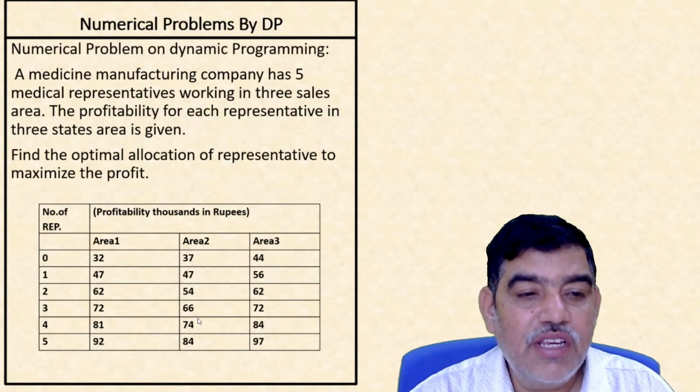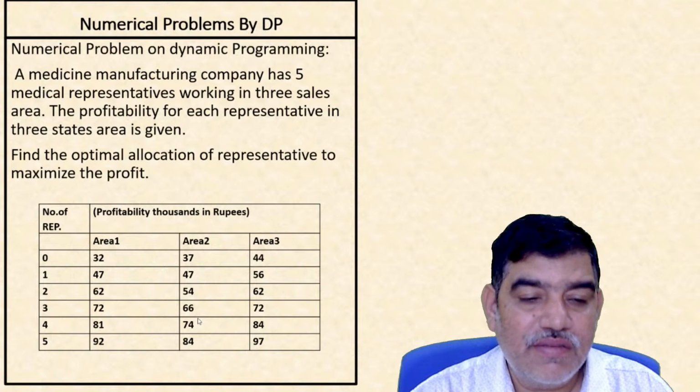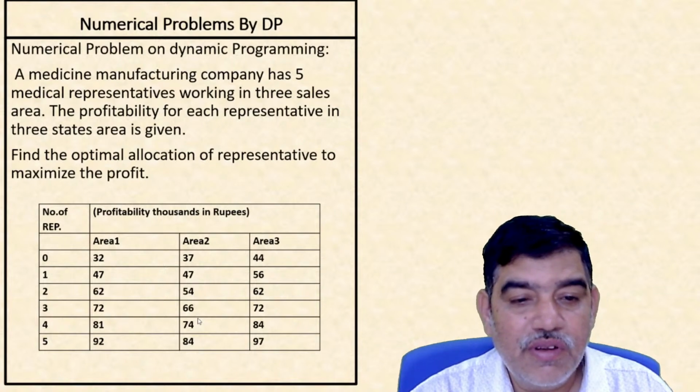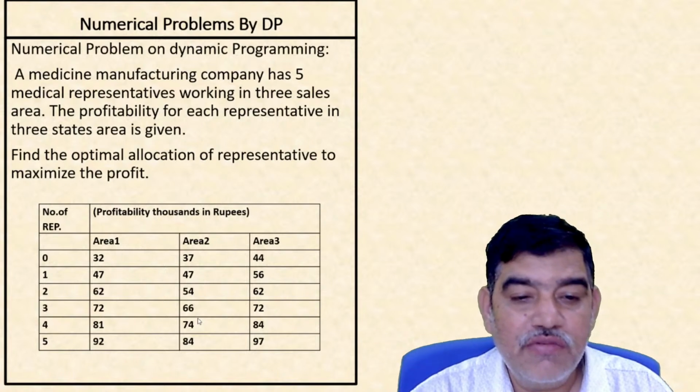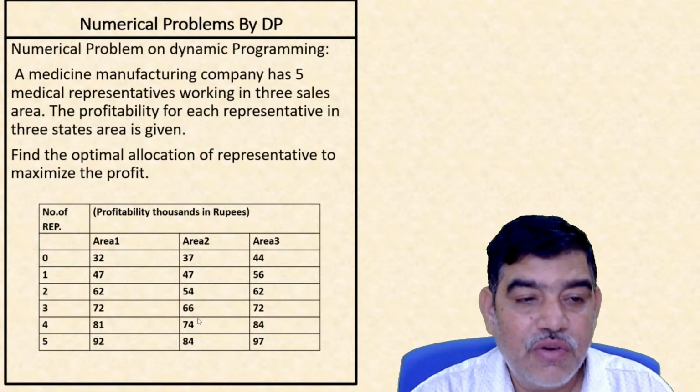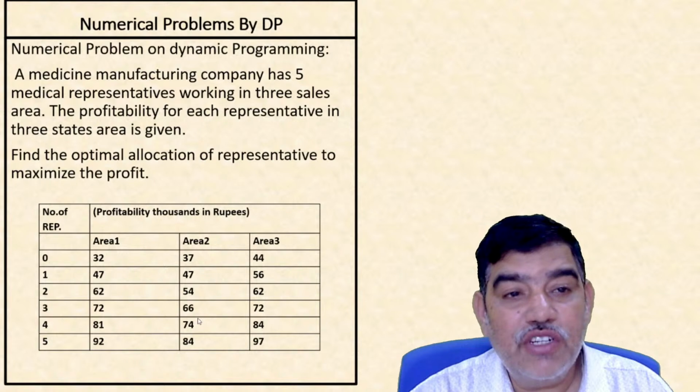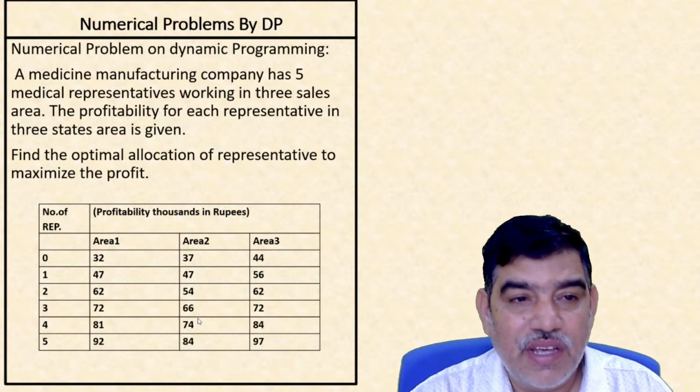Similarly, suppose 3 representatives are working in area 1. The profit, as mentioned in the table, is 72,000. If 3 representatives are working in area 2, the profit is 66,000. If 3 representatives are working in area 3, the profit is 72,000. So how many representatives are there? 5 representatives, as mentioned in the question. A medicine manufacturing company has 5 MRs, MR meaning medical representatives, who work in 3 different sales areas.